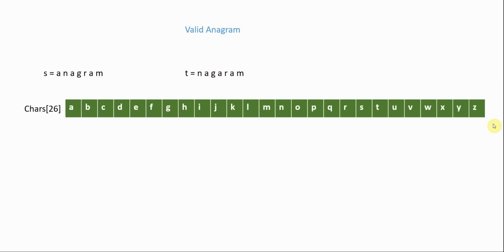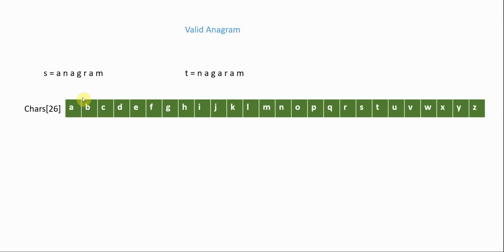Now, at each step, we look at the count frequency of that character. If that goes below 0, that means the particular character in T never appeared in S, and it's not an anagram. So let's look at a visual, hopefully this helps. You create a little histogram, basically an array of characters. It's 26 in length because you have 26 letters in the alphabet.